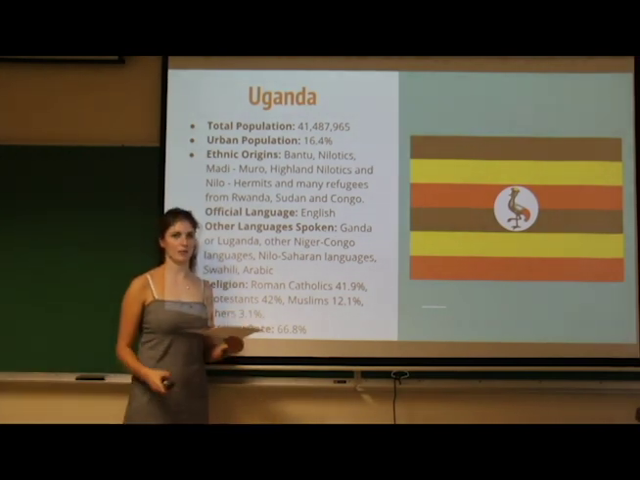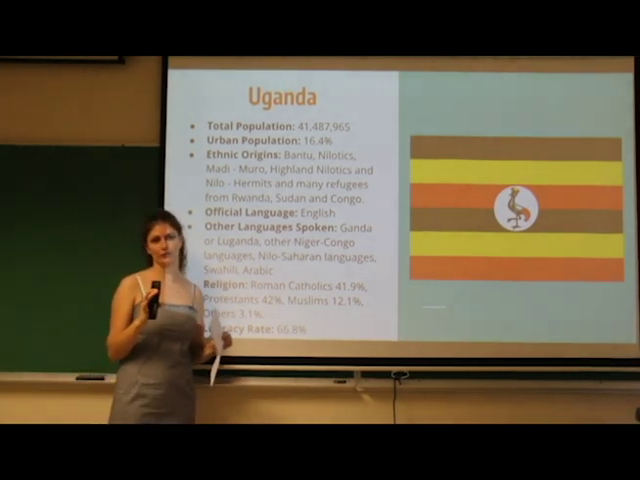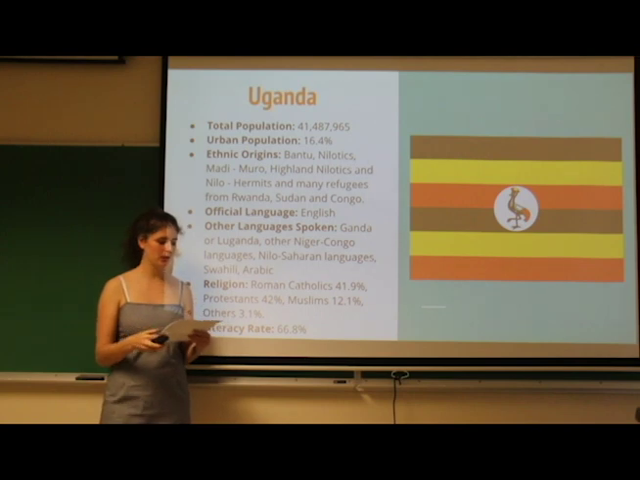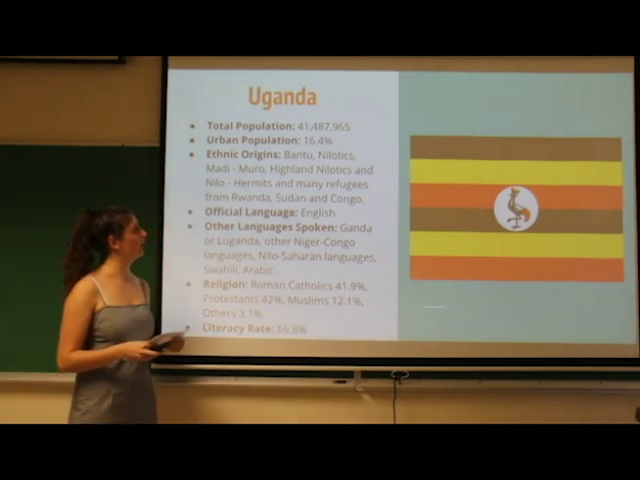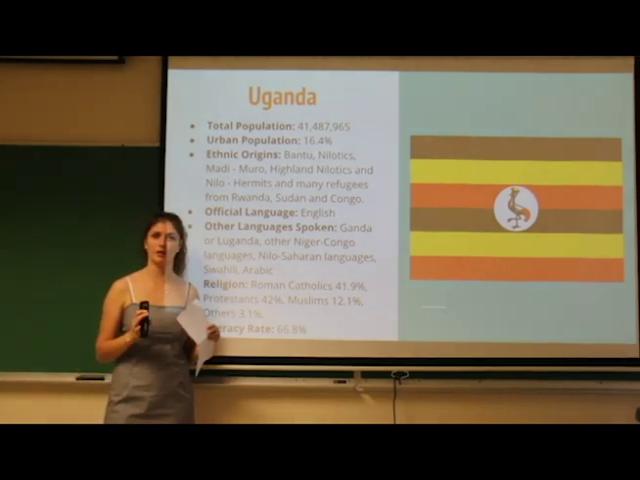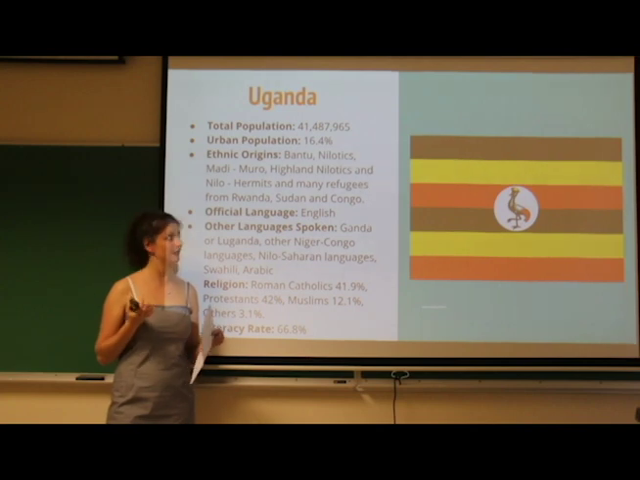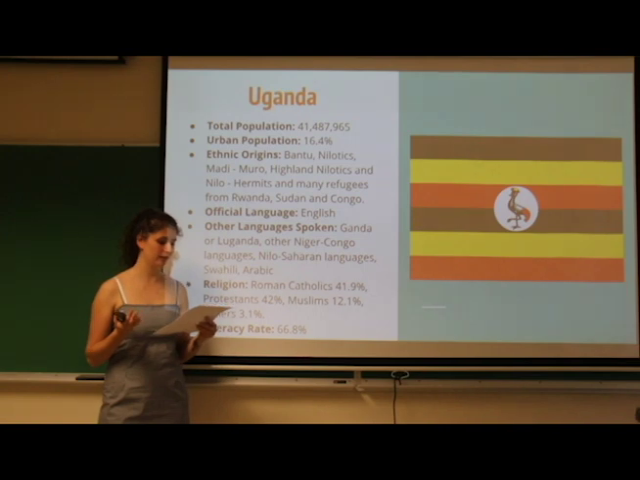So I'm going to talk a little bit about Uganda. The population stands at a little bit less than 41.5 million people. The urban population is at 16.4%. For the ethnic origins, the Bantus constitute about 75% of the population in Uganda, and they live in the south. Then the Nilotic people live in the north. And then there are 5 major language groups: the Bantu and Nilotics that I just mentioned, and then Madi Muro, Highland Nilotics, and Nilo Hermits.